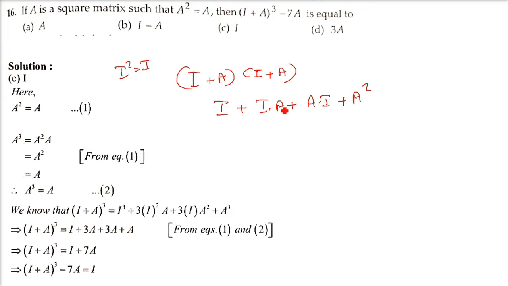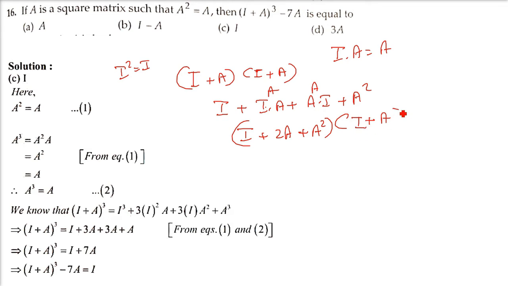So what do you see here? A into I is A only. Any matrix multiplied by the identity matrix will be the same matrix. So what do you get? This is A, this is A, this is I plus 2A. Now A square is already given in the question as A. Since A square equals A, we have to multiply this whole again by I plus A. I am again saying, (I plus A) whole cube formula we are not going to use. It may come the same, it may not, but we have to follow the proper procedure. So in place of A square, we will be putting A. So this is I plus 3A, and we have to multiply it with I plus A.